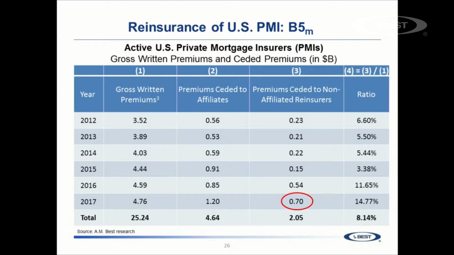In this slide, we will present the premium ceded to reinsurers from the 6 active US PMIs. The data that we are interested in are in column 1, column 3, and column 4. Column 1 is the gross premium written by the 6 active PMIs. Column 3 is the premium ceded to non-affiliated reinsurers by these 6 active PMIs. Column 4 is the ratio between column 3 and 1, which is the percentage of the ceded premium to non-affiliated reinsurers. As you can see in column 3, the ceded premium spiked up in 2016, which was the year that PMIERs, the private mortgage insurer eligibility requirements, went into effect.